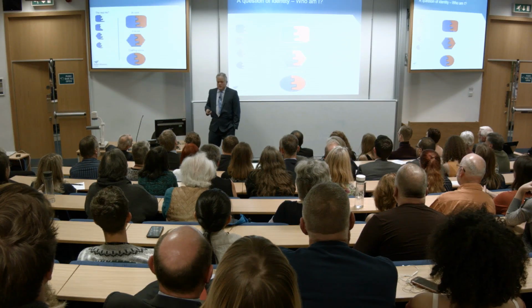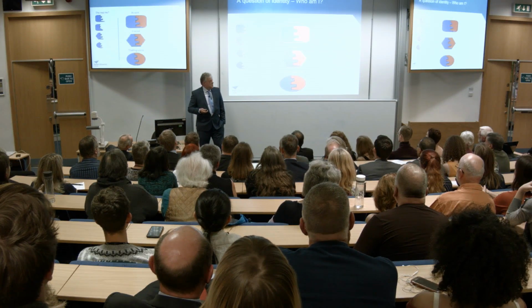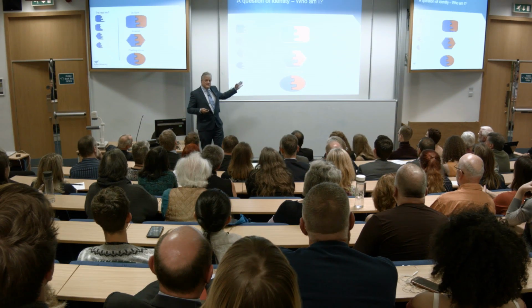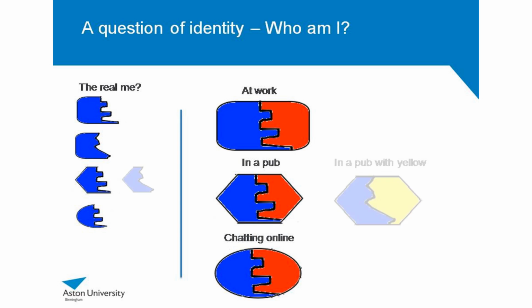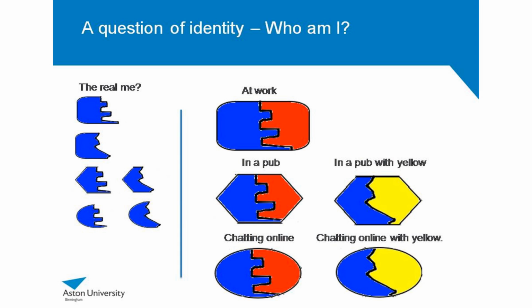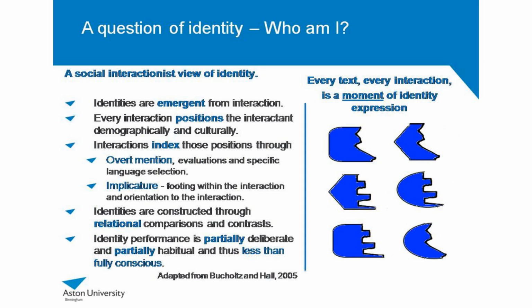And when I'm online, I'm different again. And for each of these contexts, I might not be talking with red. I might be in a pub with yellow or in an online chat with yellow. So now there are lots and lots of me's. Who am I? And how can I explain who I am?